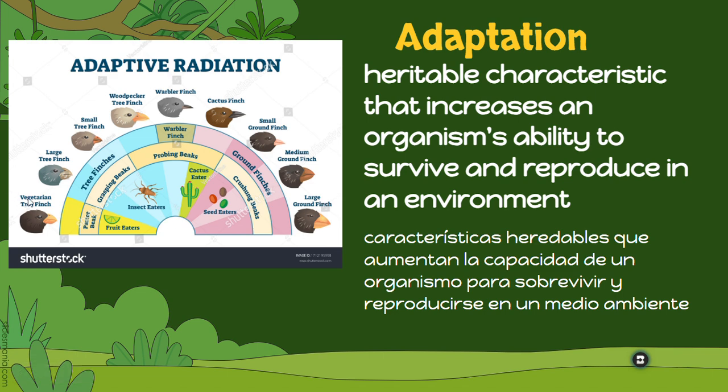Here we have a vegetarian tree finch. This vegetarian tree finch has a larger beak that is good for eating fruit. So it's able to crush through that fruit to get what it needs.